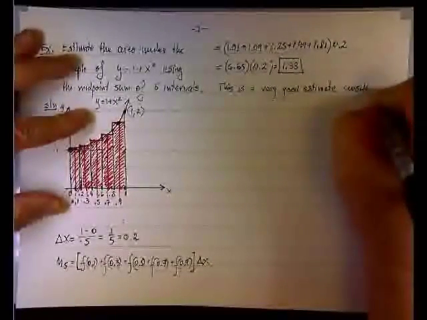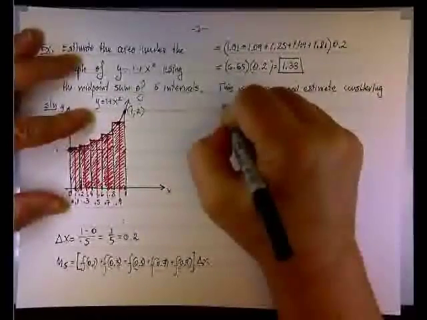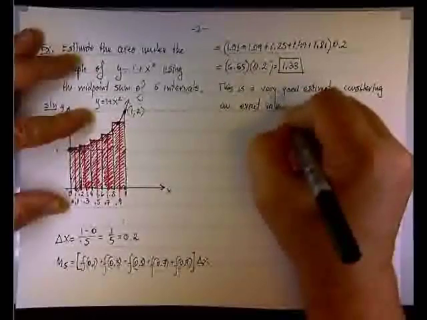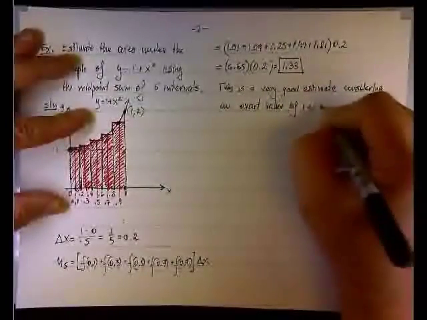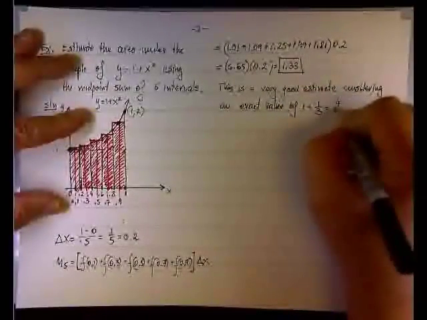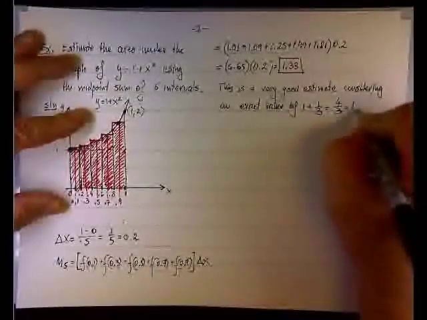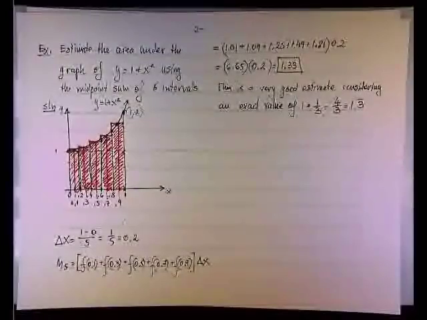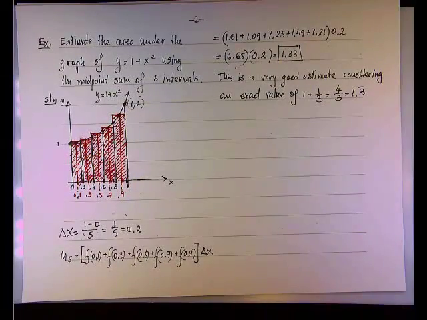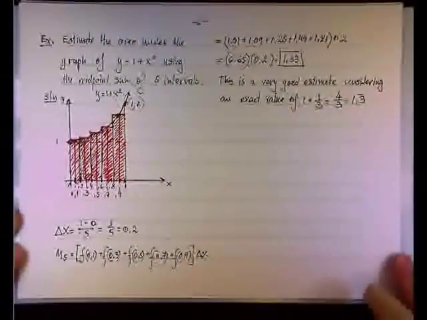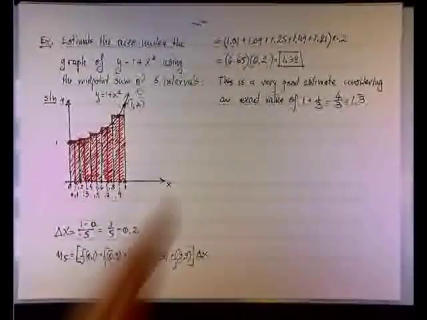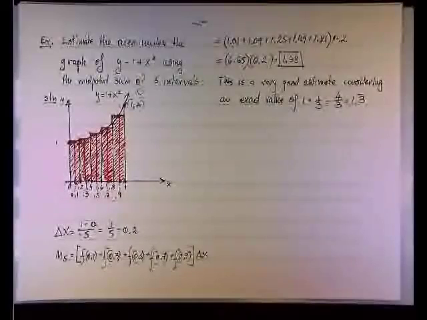Considering an exact value of 1 plus 1/3 equals 4/3 or 1.3 repeated. On this estimate, we saw today division by 5 and midpoint. We saw earlier today division by 4. We saw it also on Thursday.